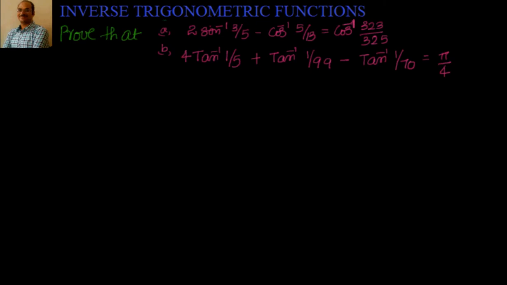So what I will do now is, as usual, I will take them as angles alpha and beta, and there is cos inverse, so I'll apply cos on both left hand side and right hand side, and I will show that the value is equal to nothing but 323 by 325. Let's go ahead. Right. 2 sine inverse 3 by 5 minus cos inverse 5 by 13. This is what I have to find out.